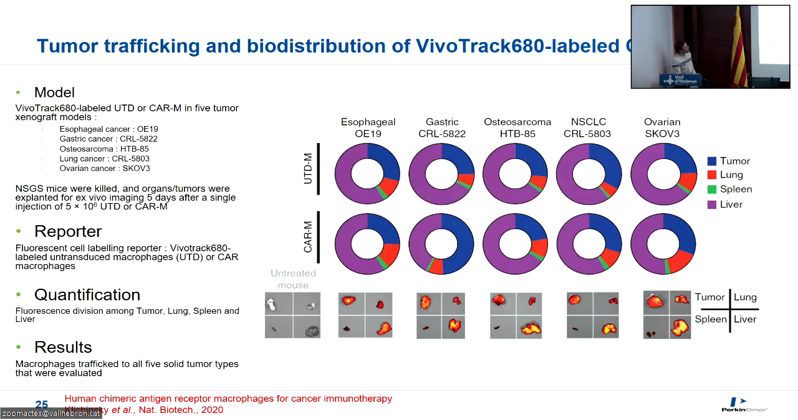You can see the blue part is the amount that is detected in the tumor. We have a lot of them in the liver, but around 25% could be detected in the tumor in all the different tumor models. And we have a very clear difference in the gastric model, where we could greatly increase the quantity of CAR-M compared to untransduced macrophages. So the idea is that we can find those CAR cells in all the tumors from all the different models, with a big push on the gastric one.